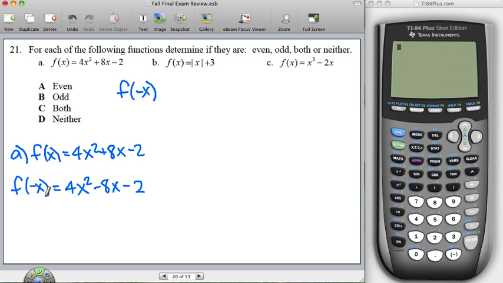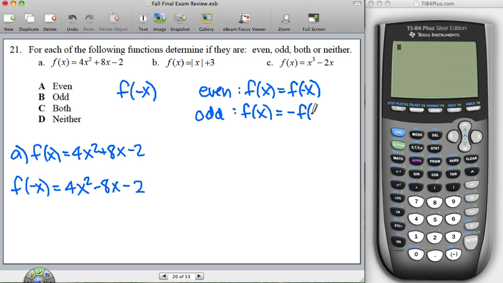If f of negative x equals f of x, then it's even. So f of x equals f of negative x. For something that's odd, that's when f of x is going to equal negative f of negative x. So if I try to take out a negative 1 from here, and I want to see if that equals f of x, then that would be odd. In this case, for part A, it doesn't work. So for part A, my solution is D, neither.